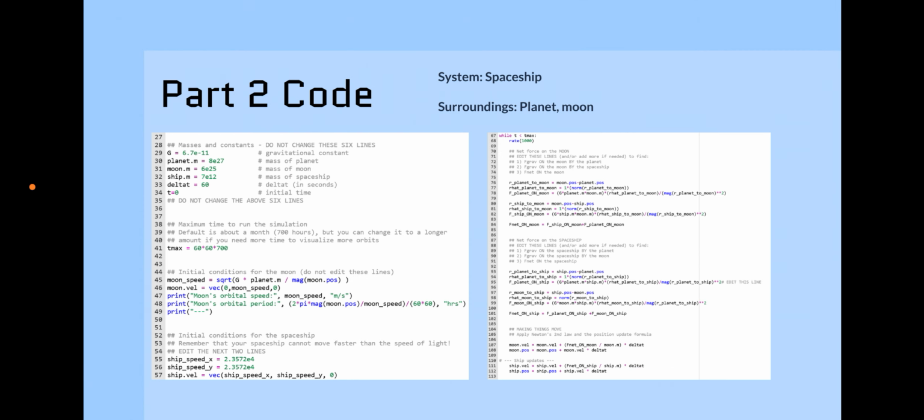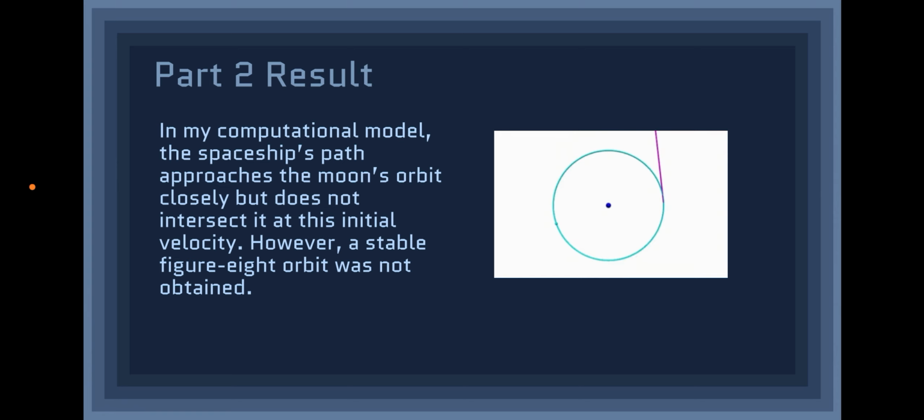For part 2, we expanded the model to include a planet, its moon, and a spacecraft. The planet and moon provided gravitational forces on the ship. Our goal was to tune the ship's initial velocity to create a stable figure 8 orbit where it loops around both bodies without crashing into either one. The system was the spaceship, and the surroundings were the planet and the moon.